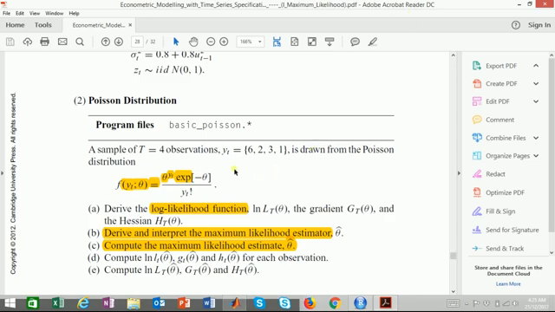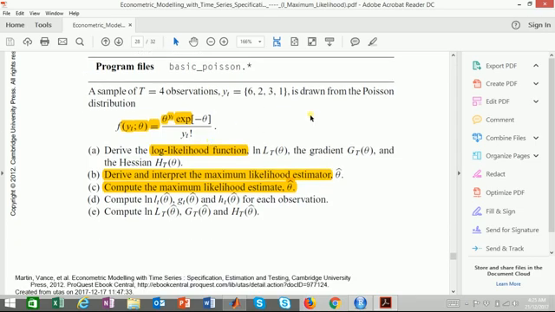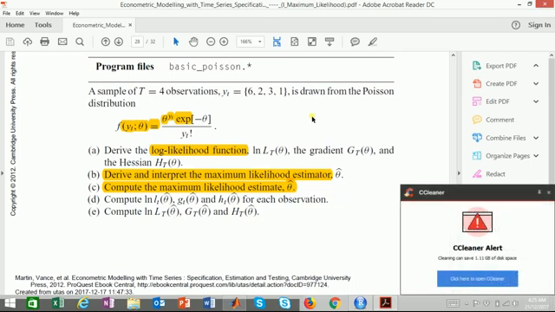So the function equals theta to the power yt, exponential of minus theta in the numerator, and divided by yt factorial in the denominator. So first we need to derive the log likelihood function, the gradient and the Hessian. Then we have to derive the maximum likelihood estimator.